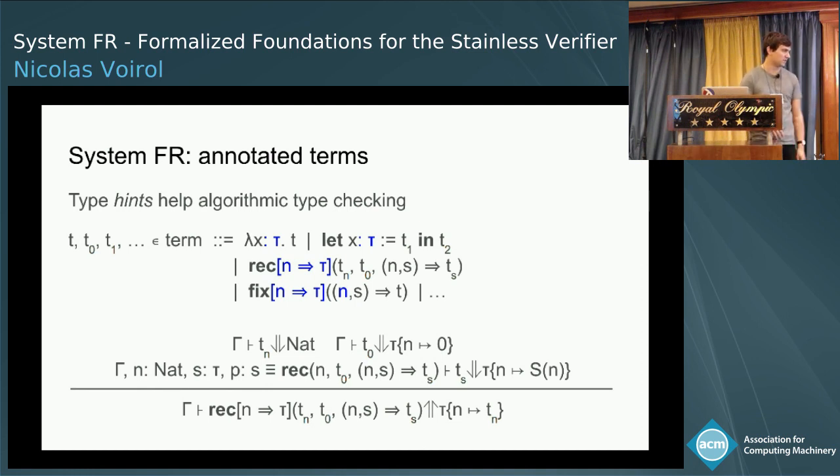So here, for example, you have the recursor rule, where you get to assume that the recursive value, so S in the context here, has type tau when you're proving that the body has type tau for n plus 1.